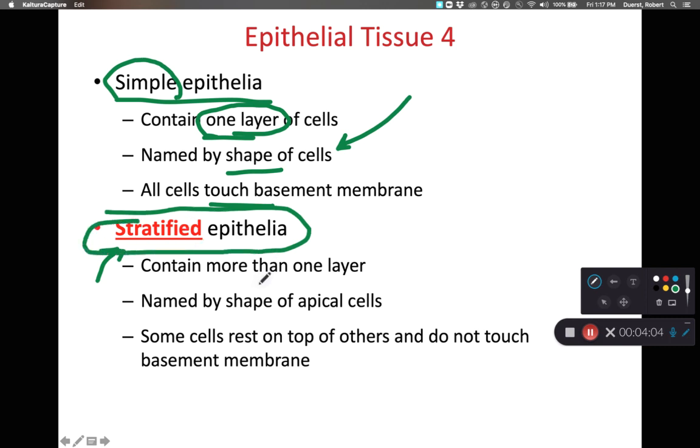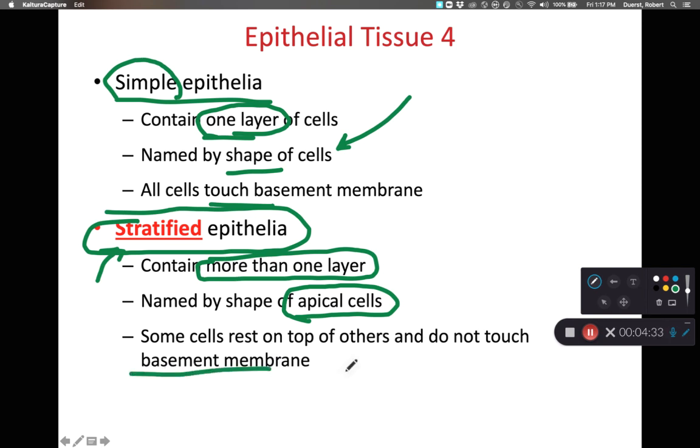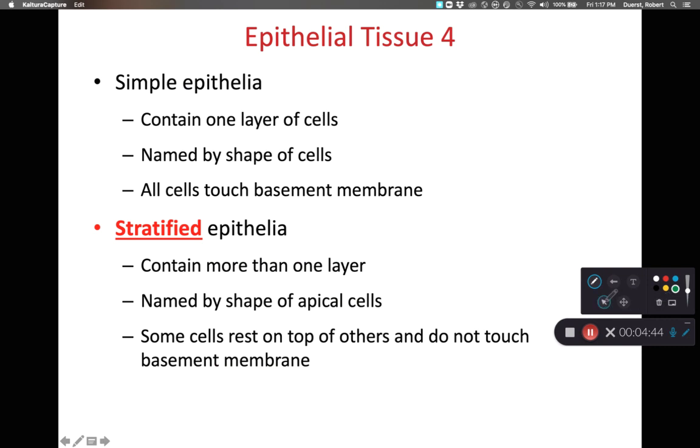Stratified epithelia has more than one layer. And as we look at these stratified epithelia, they are also going to be named by the shape of their cells, but we're going to fixate on the apical cells, the cells that are exposed directly to the cavity itself, or the opening itself. As we look at these stratified epithelia, some cells are going to be on top of each other since there's multiple layers of cells. So some of the cells are going to not be touching the basement membrane. Not all cells in a stratified epithelia touch the basement membrane. However, when we look at simple epithelia, all cells will touch the basement membrane.